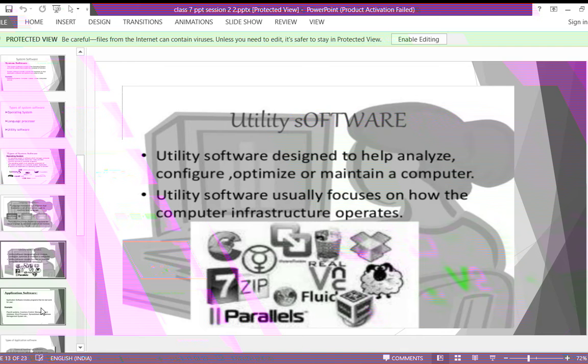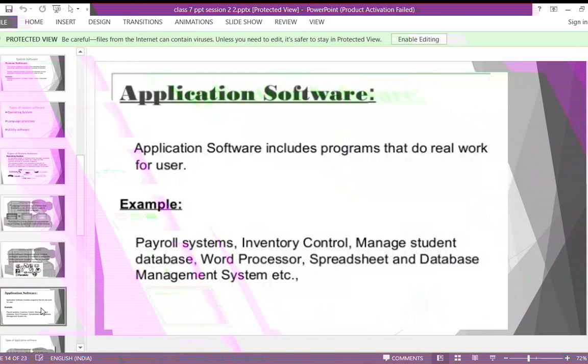Understood about this? Yes, ma'am. Any doubt in types of system software? No, ma'am. Okay. Next, what can you see in the picture?